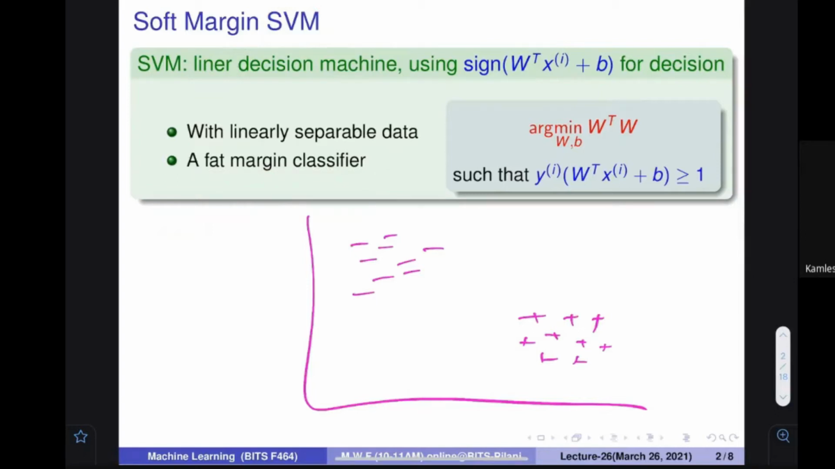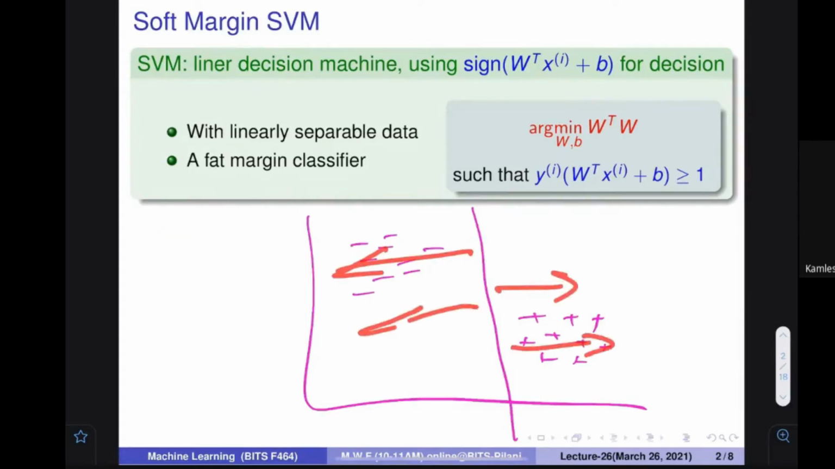What do I mean by this? Since I can draw this particular line as a decision boundary, is this decision boundary correct, yes or no? Anybody? Yes, this decision boundary is correct. Why is it correct? Because negative points are on one side and positive points are on the other side. So it is classifying things perfectly.